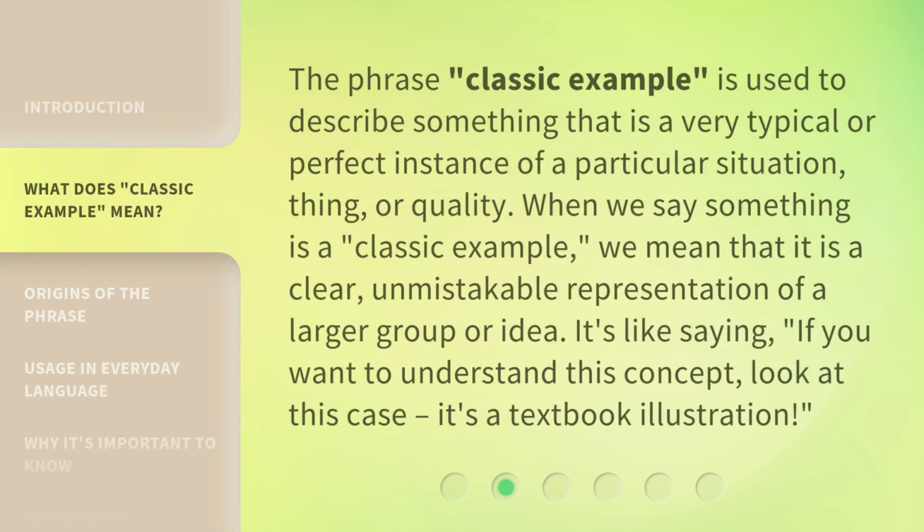The phrase, classic example, is used to describe something that is a very typical or perfect instance of a particular situation, thing, or quality. When we say something is a classic example, we mean that it is a clear, unmistakable representation of a larger group or idea. It's like saying, if you want to understand this concept, look at this case. It's a textbook illustration.